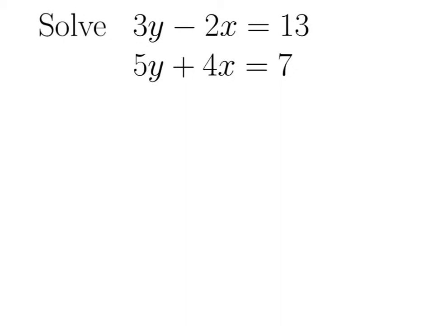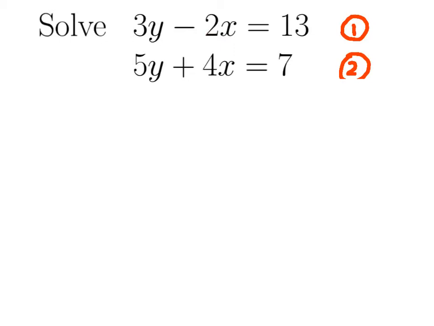And here we've got a slightly harder pair of equations to solve simultaneously. We can label up the equations again to begin with, and then think about whether we have the same number of x's or y's. And we've got 3y and 5y, so they're not the same. And here we've got minus 2x and we've got plus 4x, so they're not the same either. And that's a big problem.